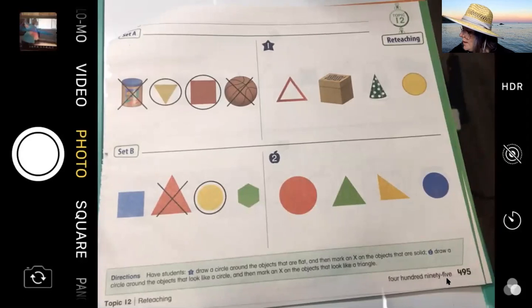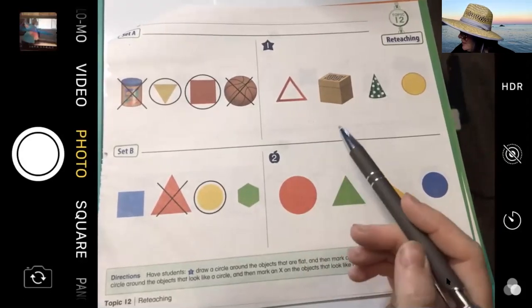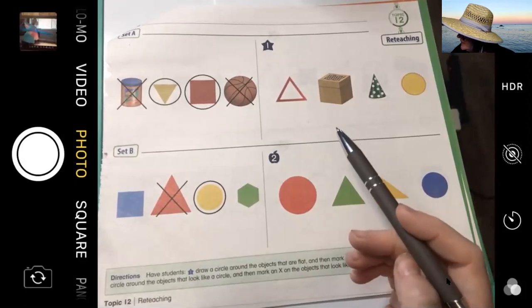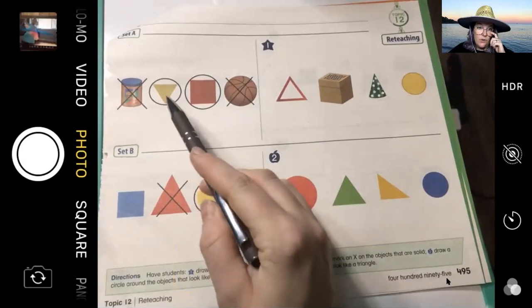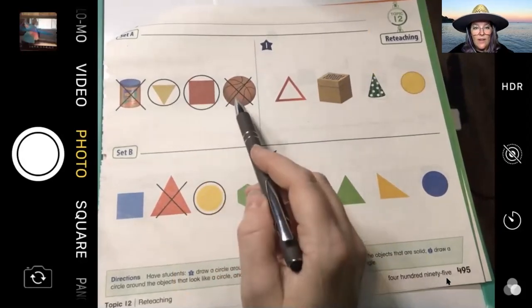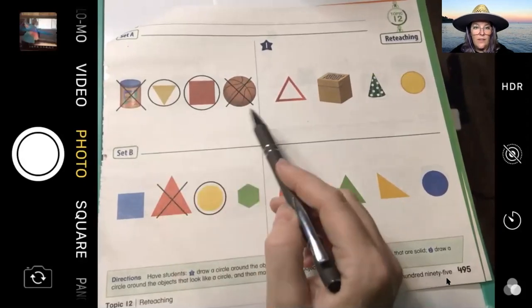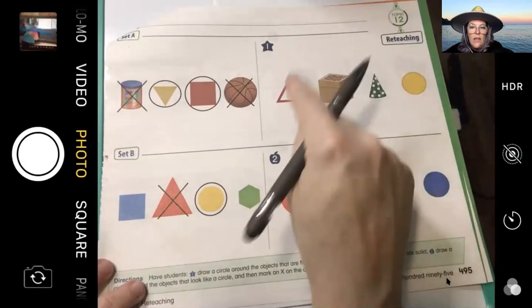On number 1, it says draw a circle around the objects that are flat and put an X on the objects that are solid. And they gave us an example right here. They circled the flat objects, or the 2D shapes, and then they crossed out the 3D solid figures. Okay, so we're going to do the same thing. So let's take a look at these.